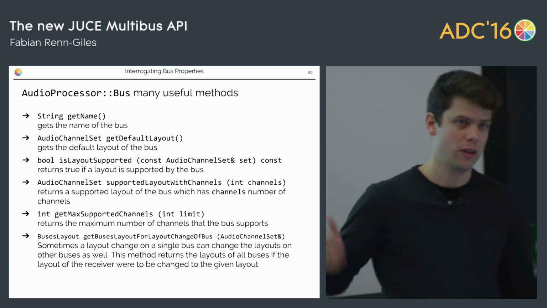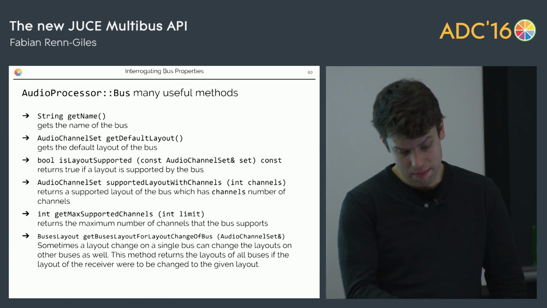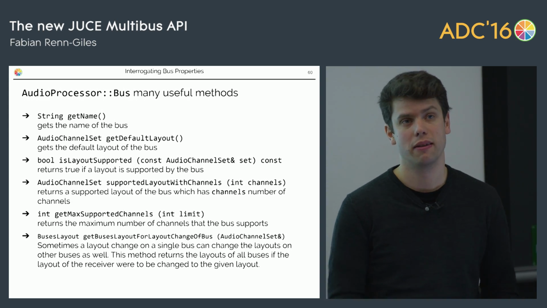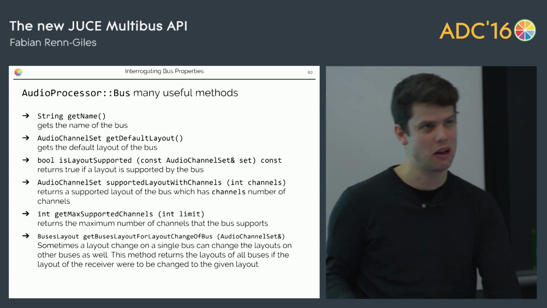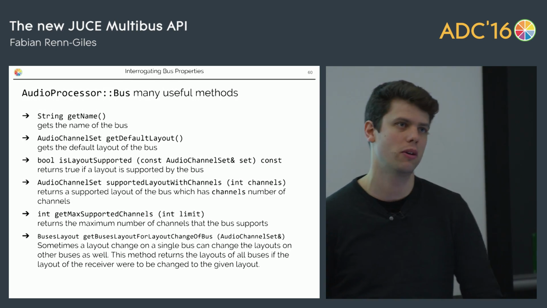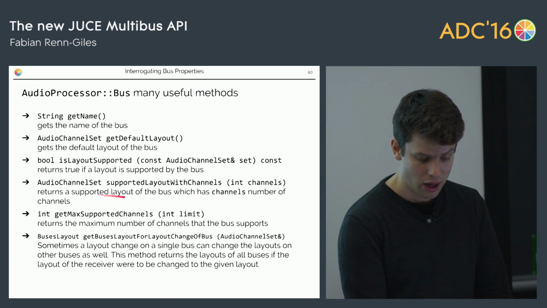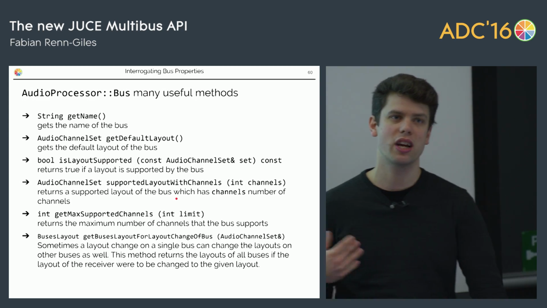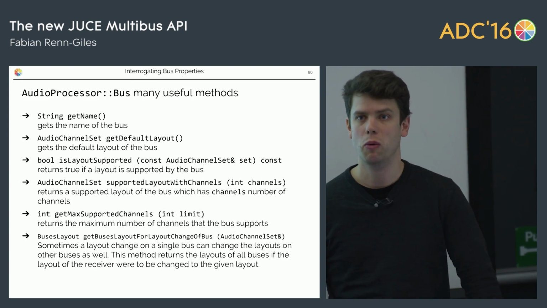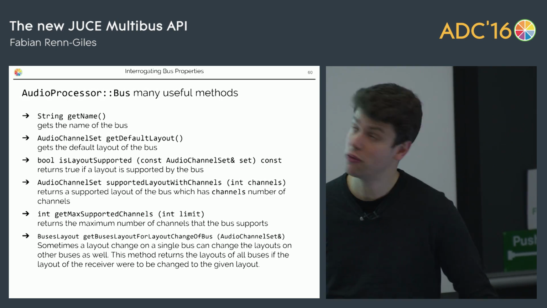Get name, obviously. What is the name of this bus? What is the default layout of this bus? And then, is this layout supported? Probably the most useful method, right? Like, hey, does the sidechain bus support 5.1 surround? You can also say, hey, I don't really care about the exact layout, just give me a layout with 5 channels. And you can also get the maximum number of supported channels.